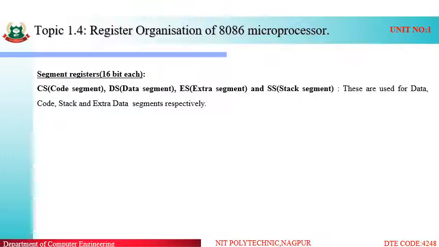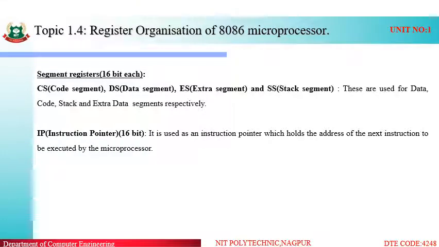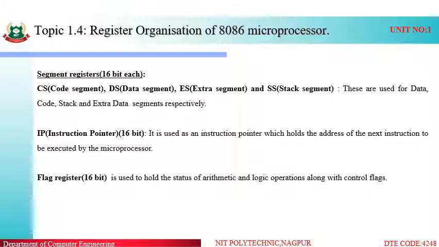Segment registers, 4 segment registers: code segment, data segment, extra segment and stack segment. Instruction pointer holds the address of the next instruction to be executed by the microprocessor. Flag register or status register holds the status of the result generated by the ALU.